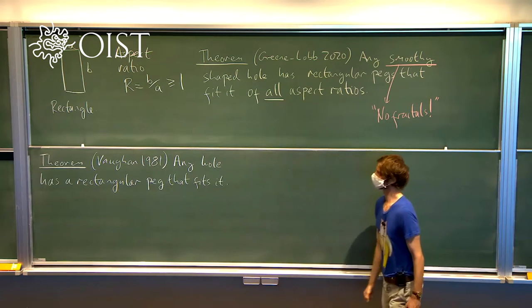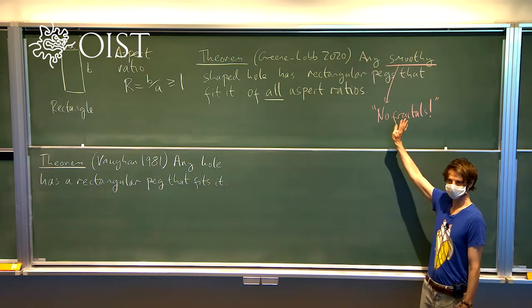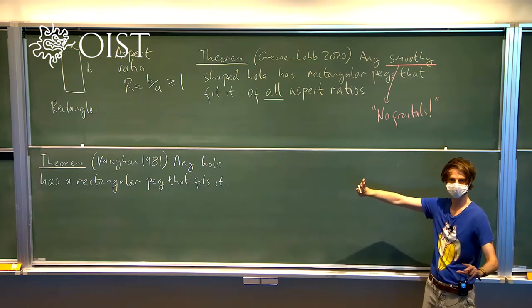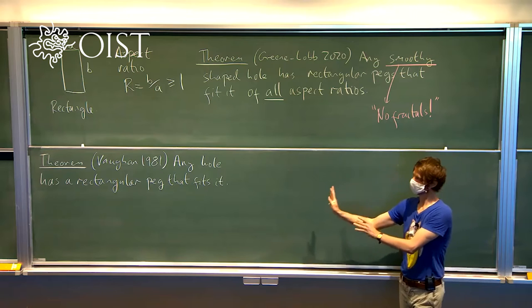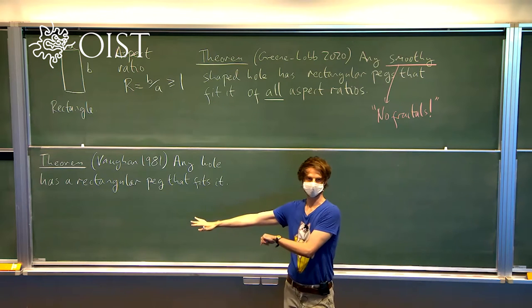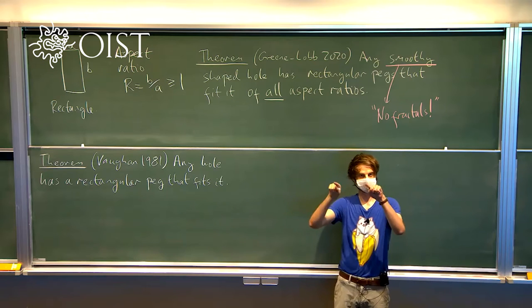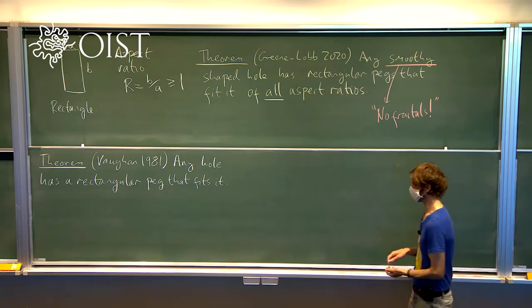that fits it. So Vaughan has dropped the smooth condition, but he doesn't get all possible rectangles. He just tells you there's one rectangle. If he could tell you that that rectangle is always a square, then you would have proved the Toeplitz conjecture, but he hasn't. He's just said, given any hole that you give me, I can find four points in it that form the vertices of a rectangle. And this is the thing I'm going to talk about today.